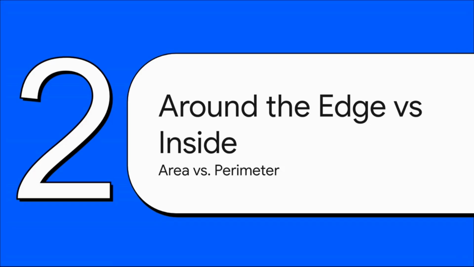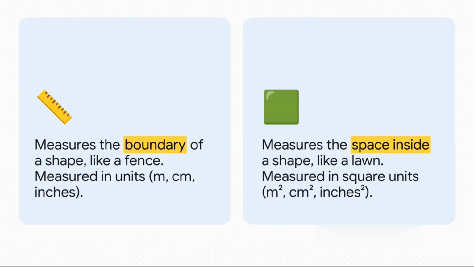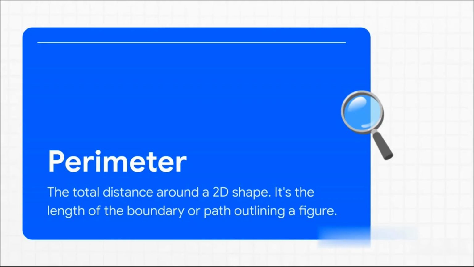Okay, so now that we're on the same page about why this matters, let's get super clear on what these two things actually are. They're related for sure, but they measure two totally different things. It's amazing how simple the difference really is when you see it side by side. Perimeter is all about the distance around a shape. Think of it as the fence. And area, that's the space inside it, like the lawn. And here's a key thing to remember. The units are different. Perimeter is just a length, but area, that's a surface, so we measure it in square units.